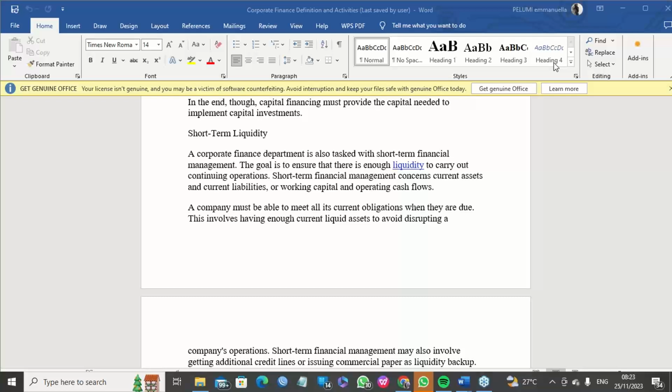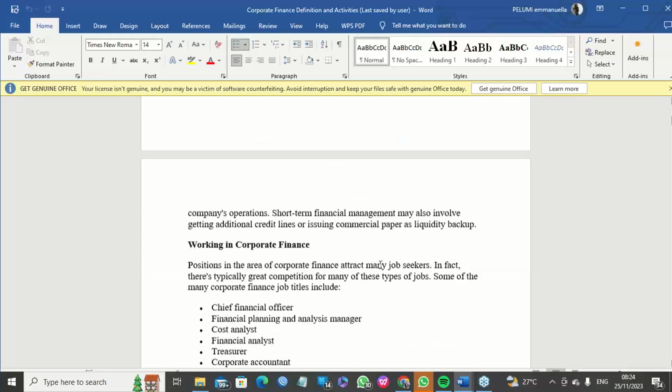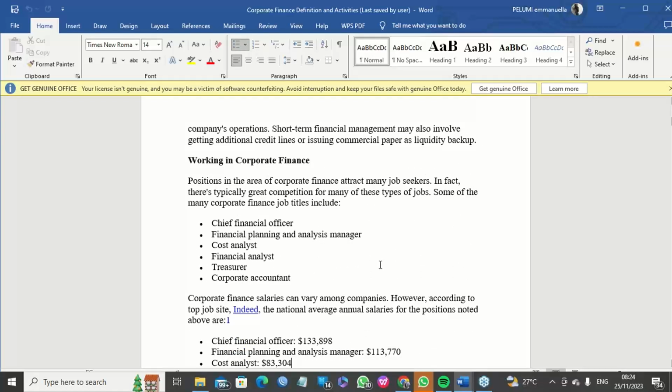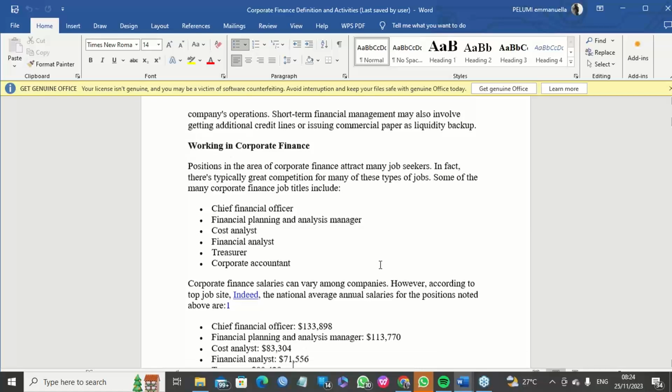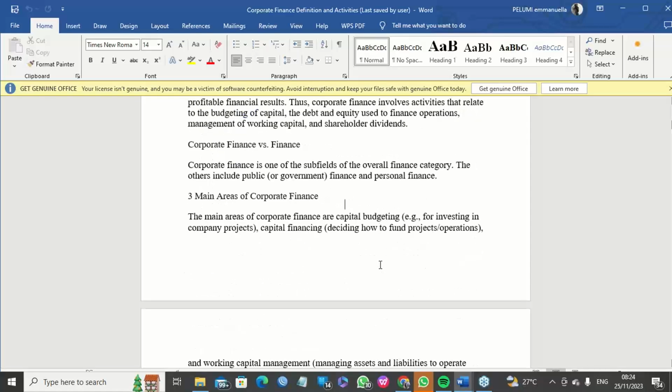Hello, sorry for the delay there. I'm having a network issue here. So we look at also, we've seen the short-term liquidity. Then the next thing is we are looking at working in corporate finance. Working in corporate finance, we look at positions like the chief financial officer, financial planning, and analysis manager. Then also cost analysis, financial analysis, the treasurer, and those are the things.